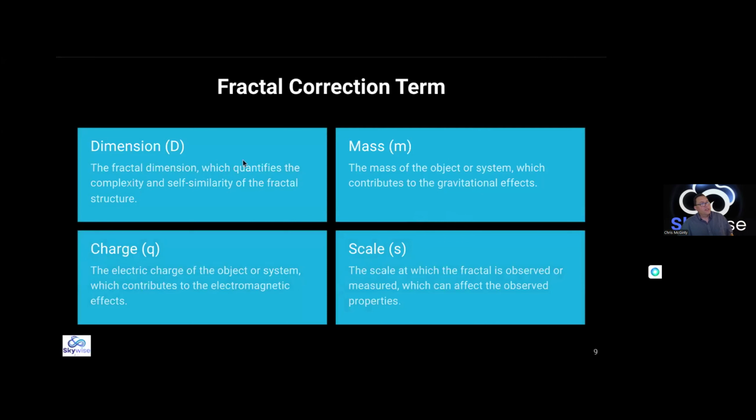The fractal correction term: the dimension is the dimension of what you're going to be in. You have to pick a fractal dimension, which adds to complexity. The charge is, of course, the electric charge. That's important. Thermodynamics comes into play with this too. The mass is important, and then the scale at which you want to see it. So you can do some observations at the quantum scale, and you can scale these out to our scale, the event horizon scale, or to cosmic scales as well.